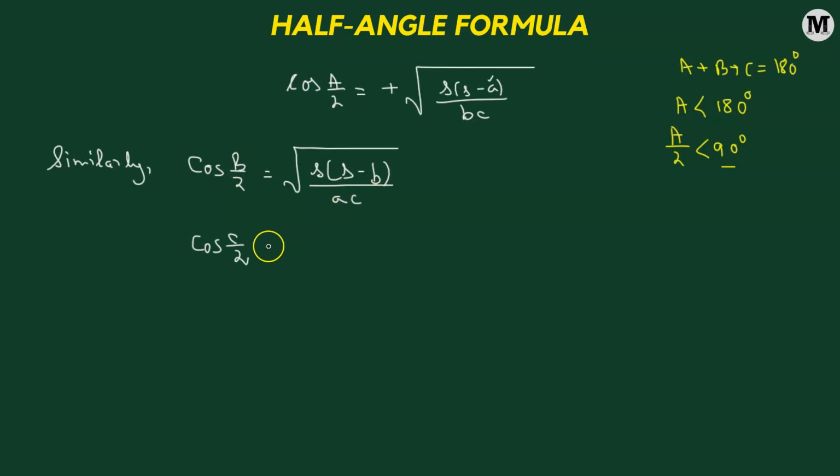We'll take the product. Coming to cosine of C over 2, we'll have to take the square root. Underneath the square root, we have S multiplied by S minus the side that is opposite to vertex C, divided by the product of the sides that are adjacent to vertex C. So that's going to be AB. Fine. Now this is how we can express the half-angle formula for the cosine function, and it's expressed in terms of the semi-perimeter of the triangle, S.